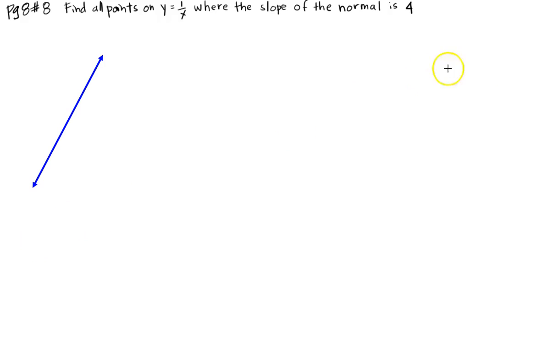And the question is, well, what's a normal? A normal, I told you in class, is something that is 90 degrees to a surface. In this case, we're going to assume we're talking about 90 degrees to the tangent line. So why am I saying that?